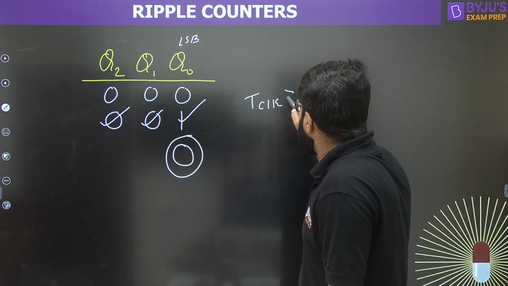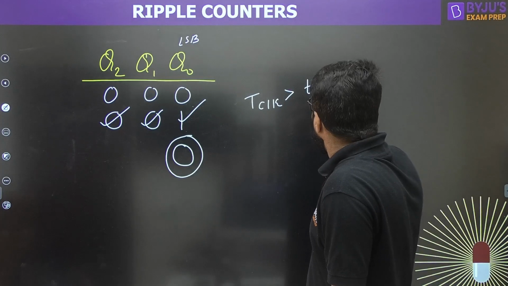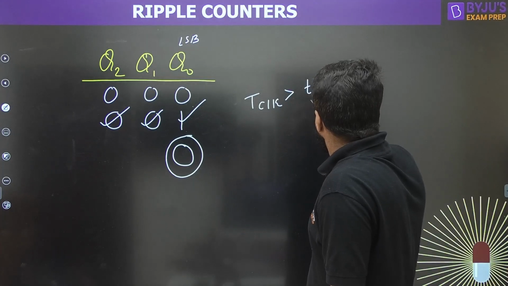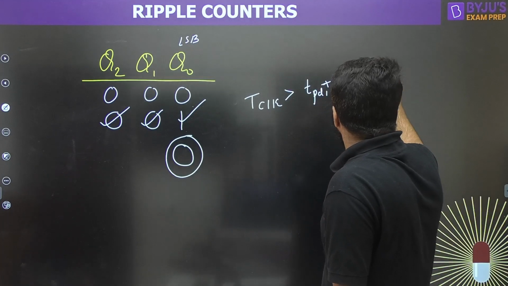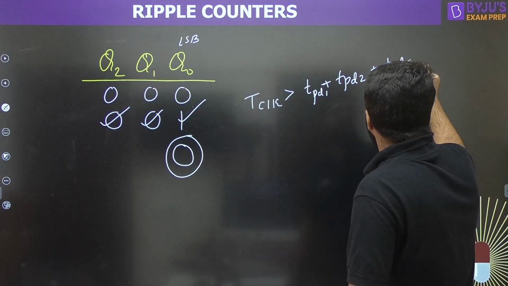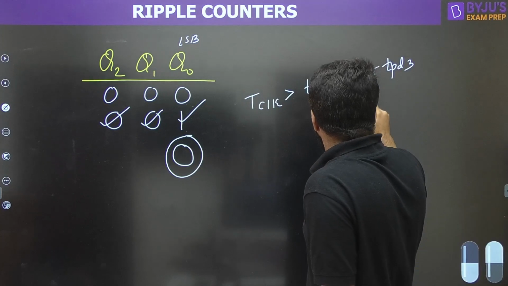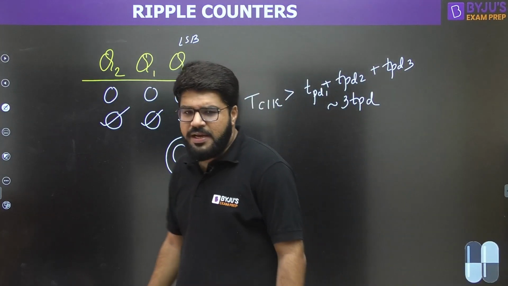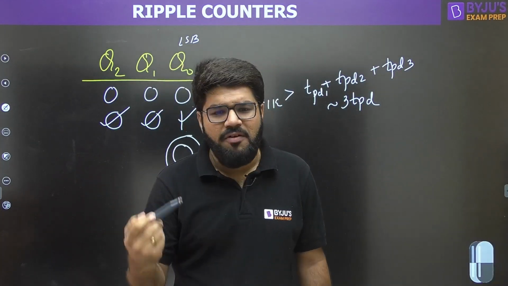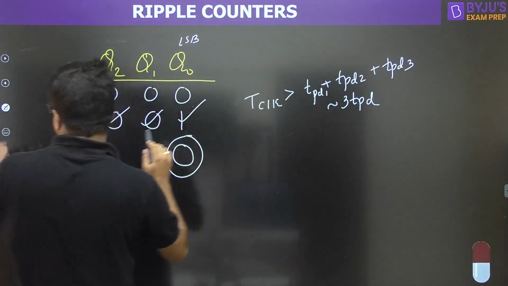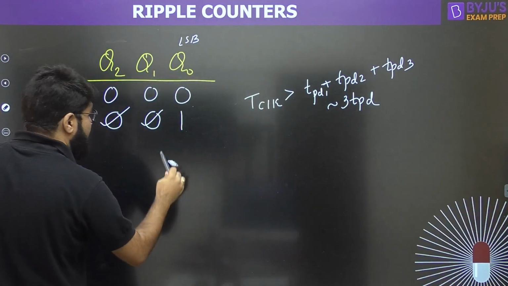The clock period should be greater than the propagation delays of the individual flip-flops. If they are equal, this should be 3 TPD. TPD I am assuming as the propagation delay of one flip-flop, right? Chalo, let's not go into that point much. First, let us complete this table.